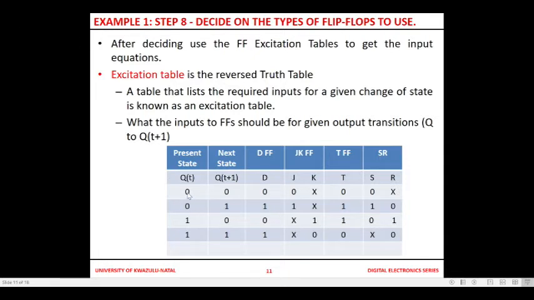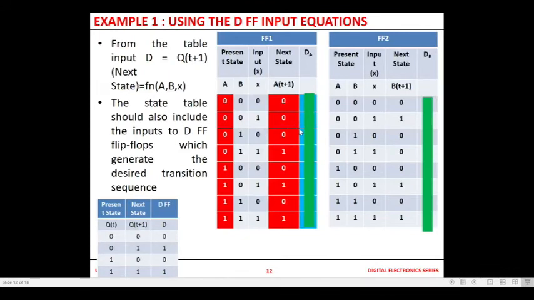So, for example, for a D flip-flop, if the present state is 0, the next state is 0, what should be at D is 0. For the JK flip-flop, the present state is 0, next state is 0, J should be 0, K should be X. For T flip-flop, if the present state is 0, next state is 0, it should be 0, no change in memory. For the SR, it should be 0X. These tables are given, but it's common sense. So now, in those flip-flop tables, we add another column for the flip-flop input equation for flip-flop A, input equation for flip-flop B. This is our excitation table.